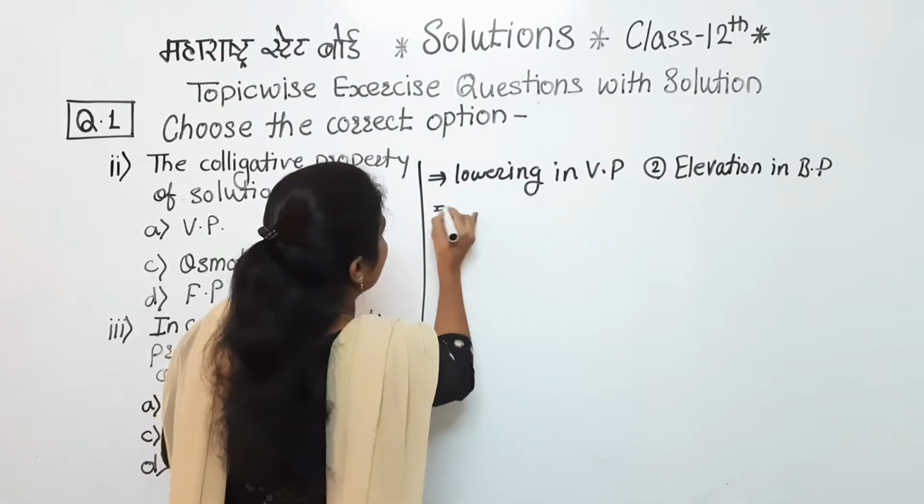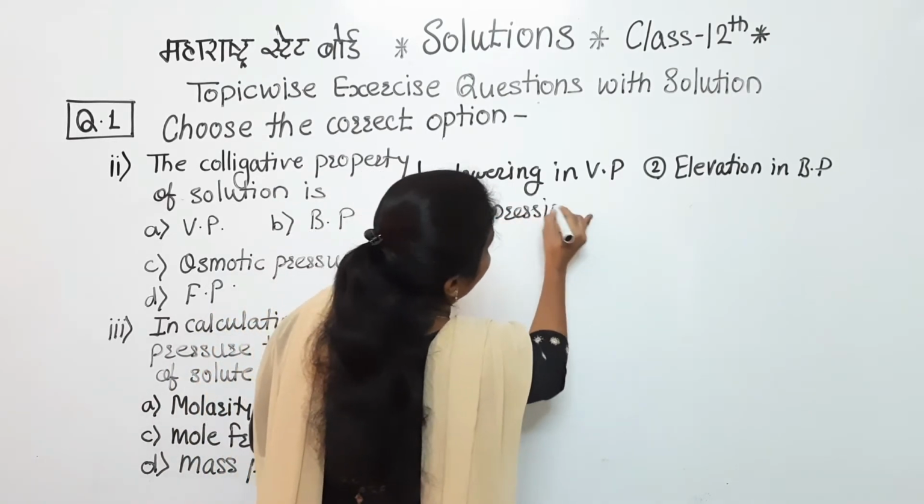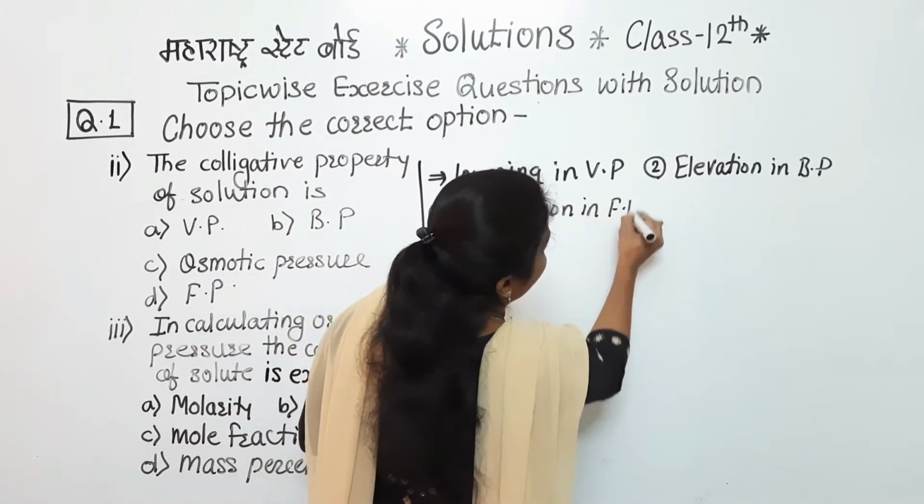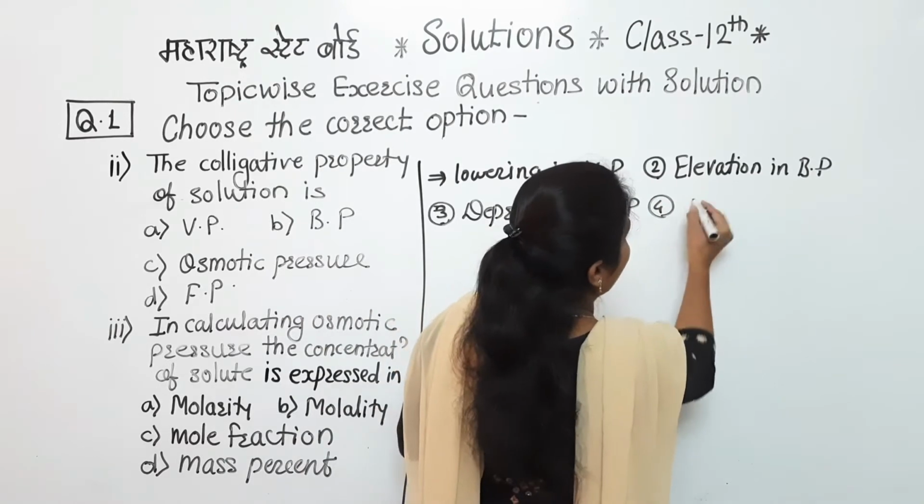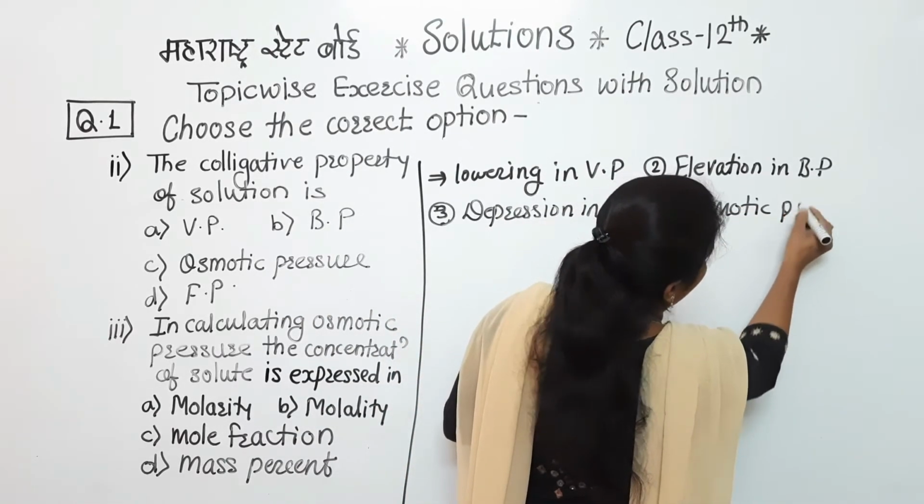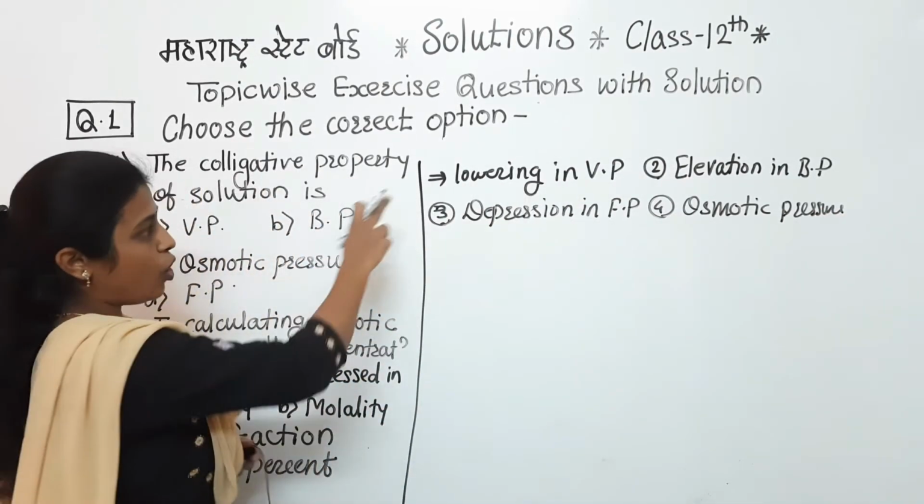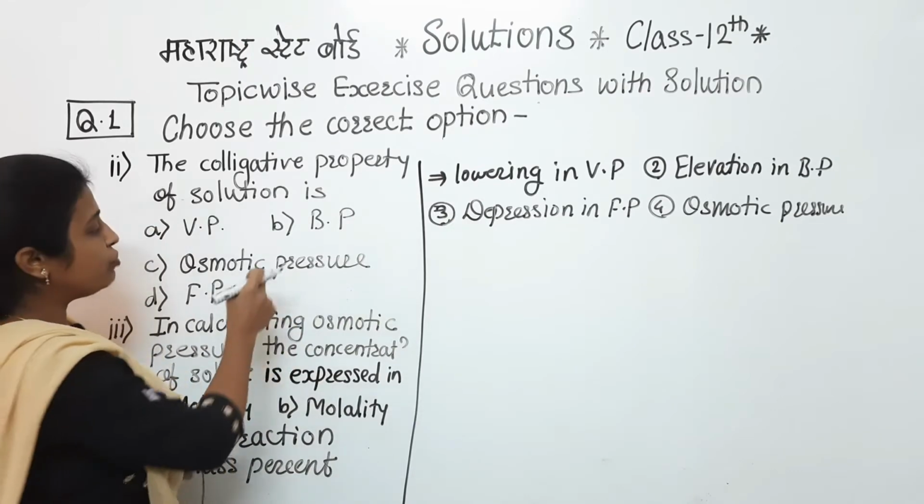Third one is depression in freezing point. And fourth colligative property is osmotic pressure. So if we consider here, I have given the answer directly to you. You just have to observe which of these four colligative properties is given.